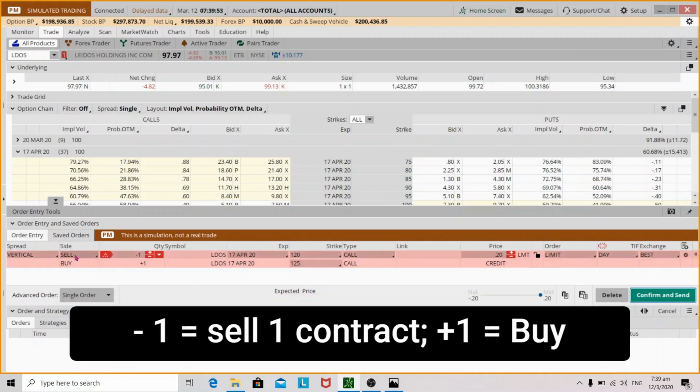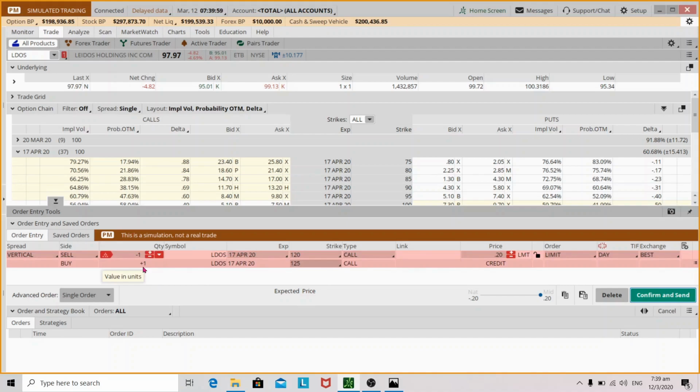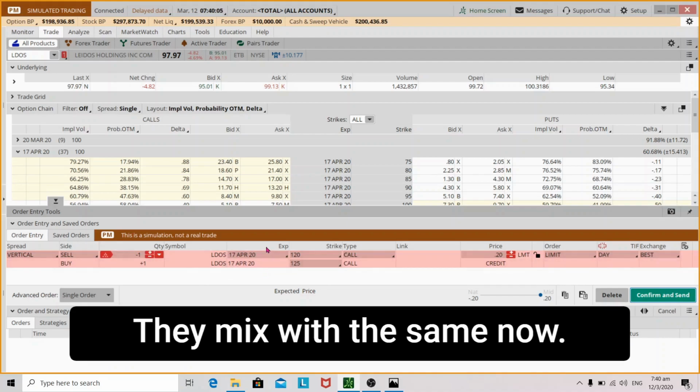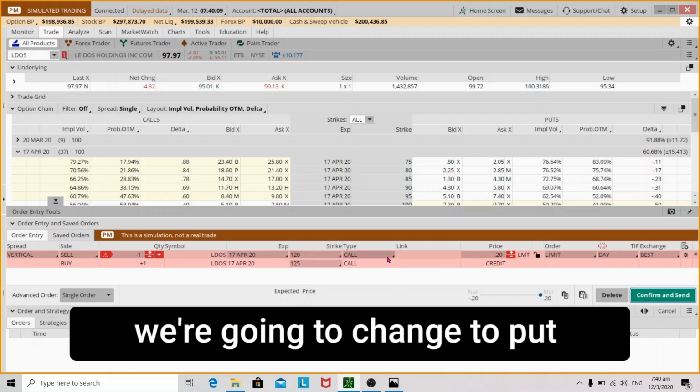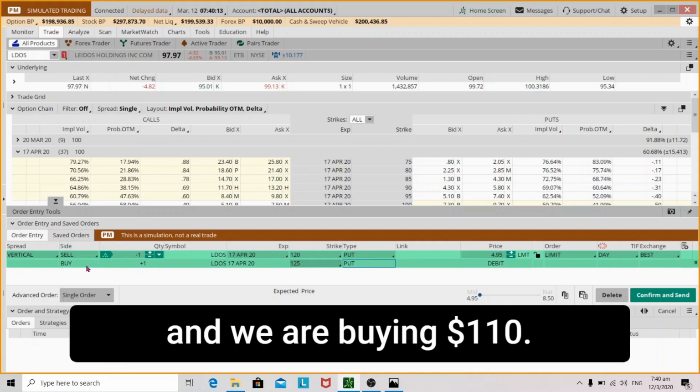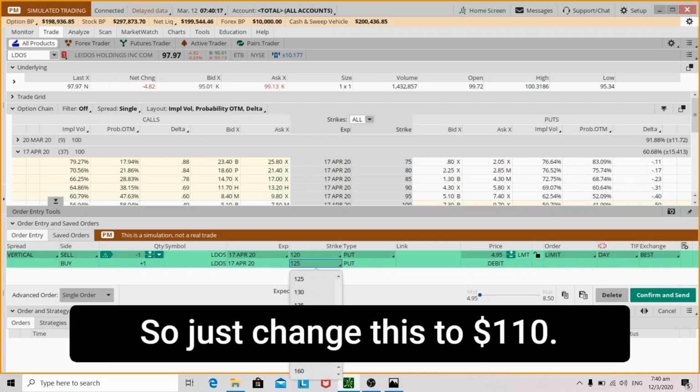One is to sell, one is to buy. So we say sell one contract: minus one means sell, and plus one, you can see here, means you are buying. Check your expiration date, make sure it's the same. Now we are selling 120. Not call, we're going to change to put. We are selling put, right? And we are buying 110. So we just change this to 110.